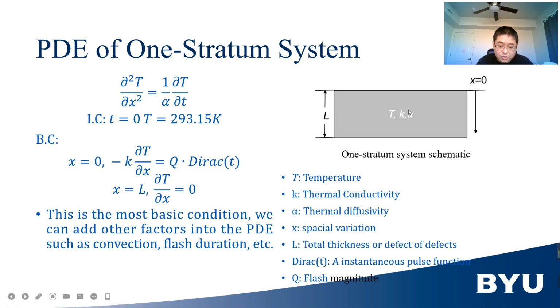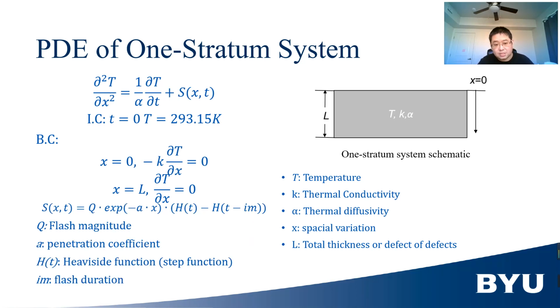So T is temperature, K is thermal conductivity, alpha is thermal diffusivity, L is total thickness, and X is the spatial variable. The Dirac function is an instantaneous pulse function, and Q is the magnitude of the flash, and the bottom is insulated. Now, to obtain the thickness of the defect, we also need to know alpha and vice versa.